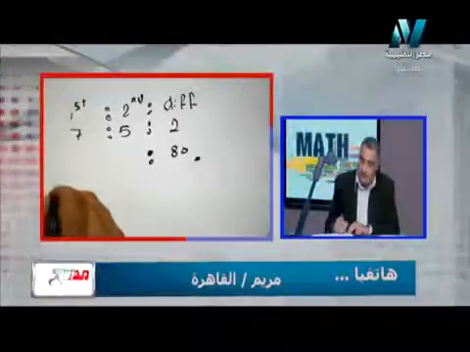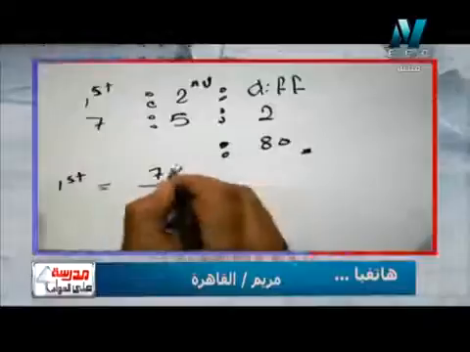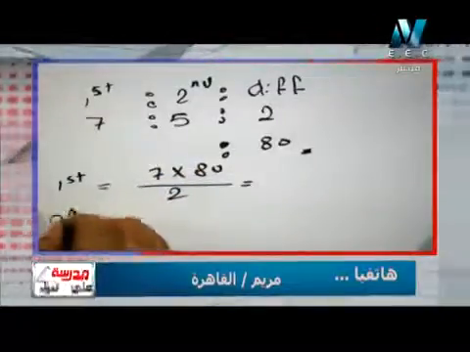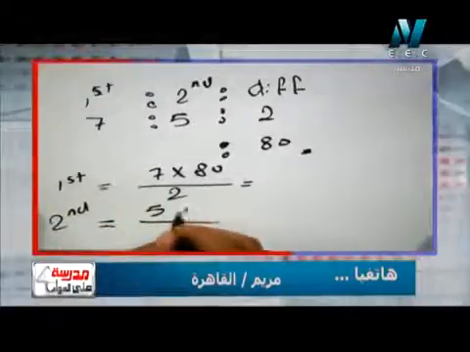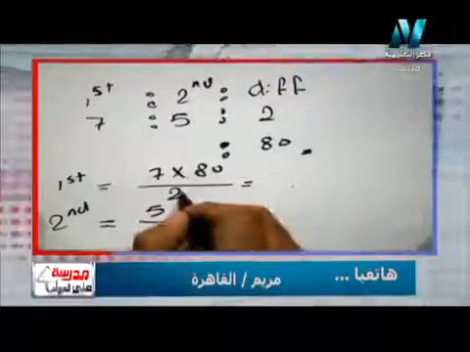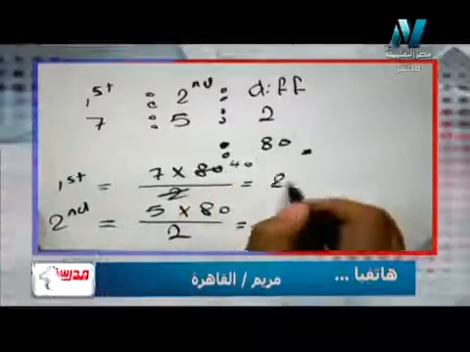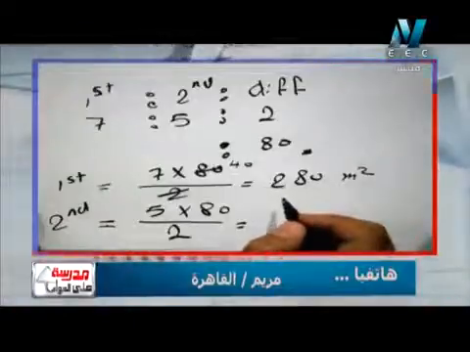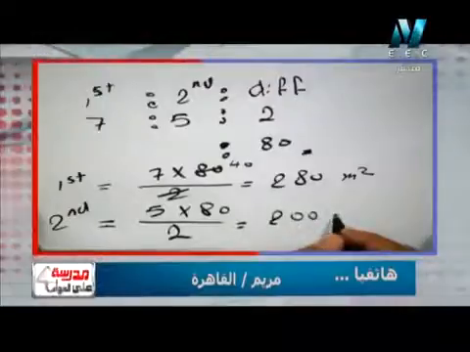يلا بقى قولي اتفضلي. هتبقى 7 times 80 over 2. Excellent. 7 times 80 over 2. والسكند؟ The second 5 times 80 over 2. يلا نطلعهم. divide 2 يبقى 40. معايا يا مريم؟ يبقى كام؟ 280 متر سكوير. صح كده؟ Yes. طيب و5 times 80 over 2 يبقى 200 متر سكوير.